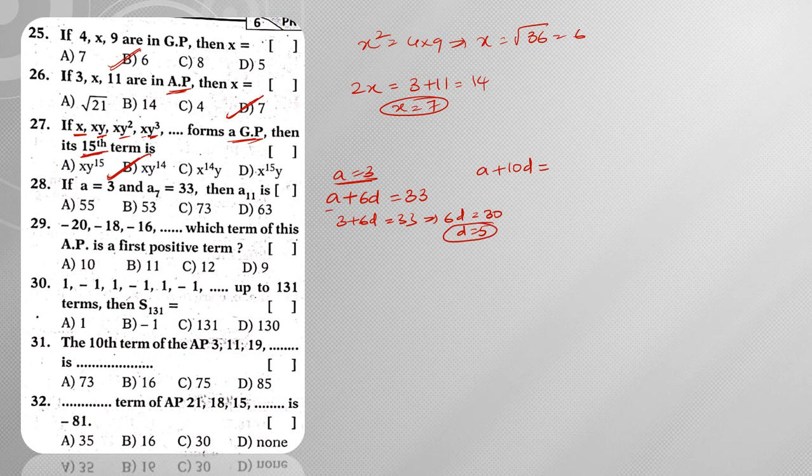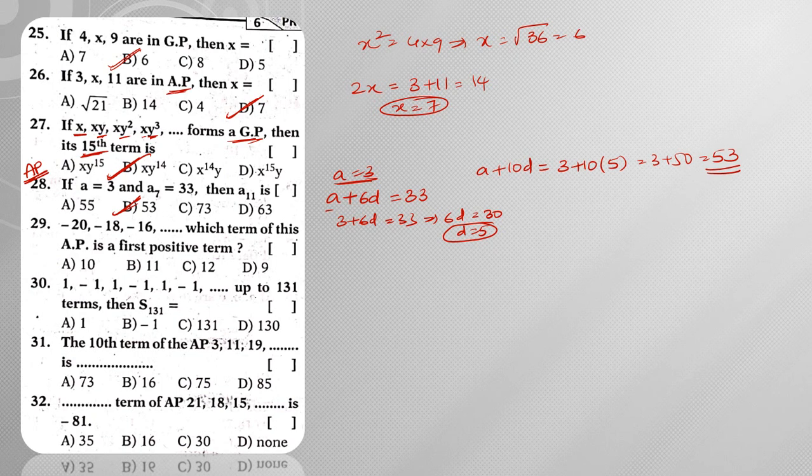We got the value of a and d. Now substitute here 3 plus 10 into 5. So 3 plus 50, which is equal to 53. Hence the answer is 53. And in this question, he should clearly mention that it is in AP, then only we can solve this problem.